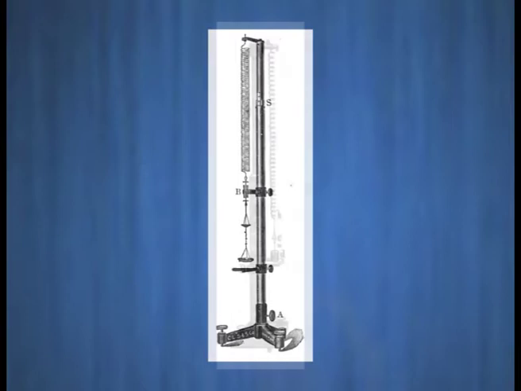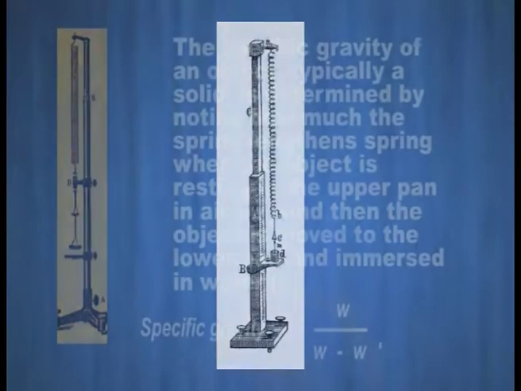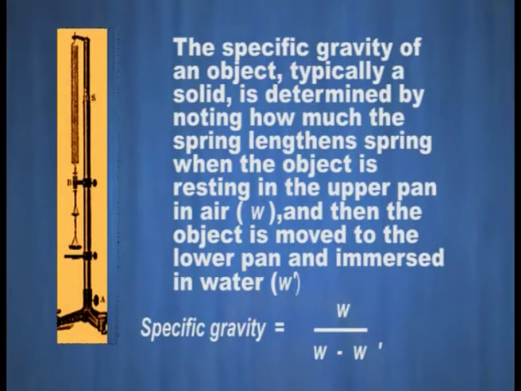On the upright stand behind the spring is a mirror on which is engraved or painted a scale of equal parts. The specific gravity of an object, typically a solid, is determined by noting how much the spring lengthens when the object is resting in the upper pan in the air, and then when the object is moved to the lower pan and immersed in water. They are recorded as W and W dash, and hence the specific gravity is determined as equal to W divided by W minus W dash.